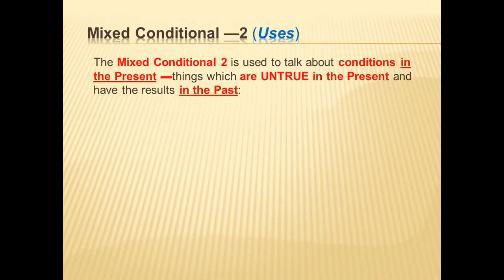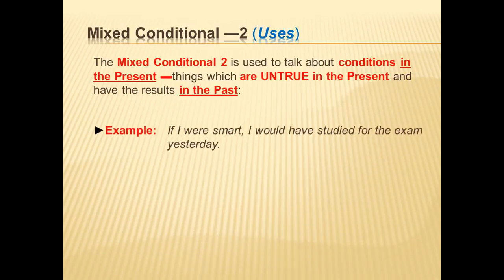And the mixed conditional talks about the condition in the past and in the present, things which are unreal or untrue in the present and have a result in the past. If I were smart, I would have studied, for example, yesterday. And you have to do this one, and again you will know.